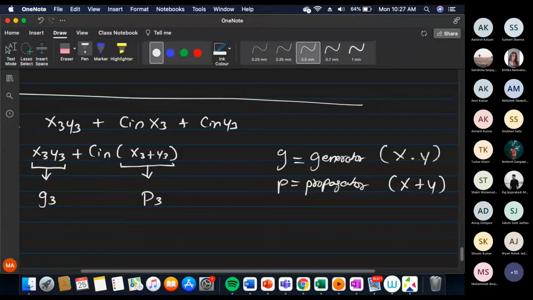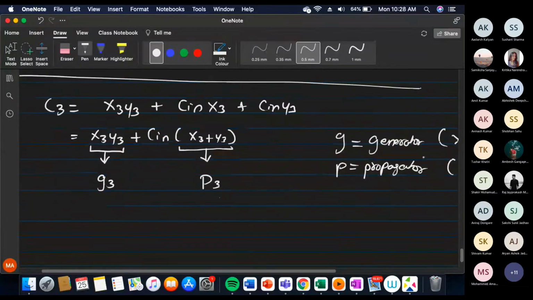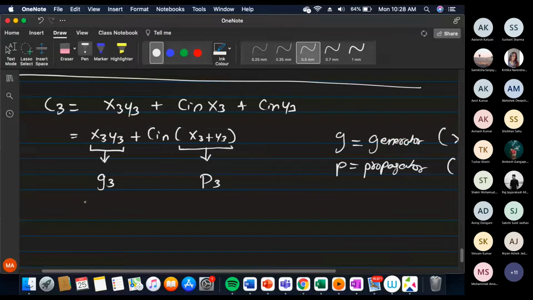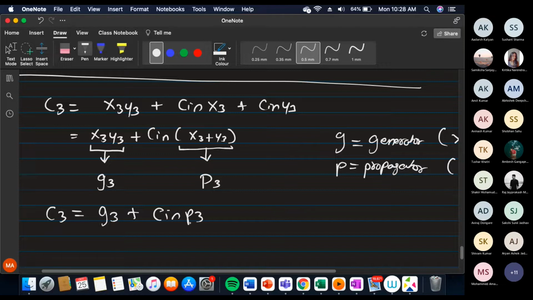So if we do that, can I make this equation C3 as G3 plus C in P3? Can I do that? Yes, sir. Write it down as equation number 1.